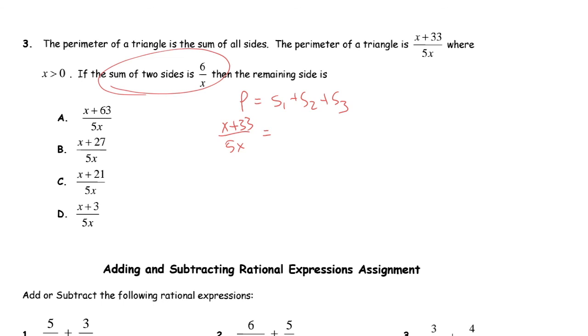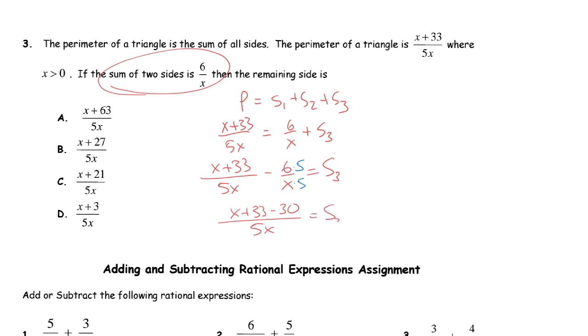So let's say it's the sum of those first two. So 6 over x. And we just want to figure out what the remaining side is. So to do that, we're going to take x plus 33 over 5x, and we're going to subtract 6 over x. And that should equal the length of the third side. Well, my common denominator here, I'm simply going to multiply over here this denominator by 5. That's the factor that's missing there. So that's going to get me x plus 33 minus 30 over 5x.